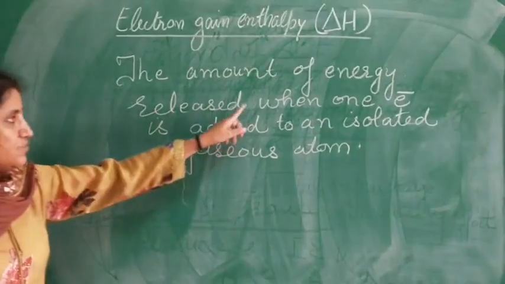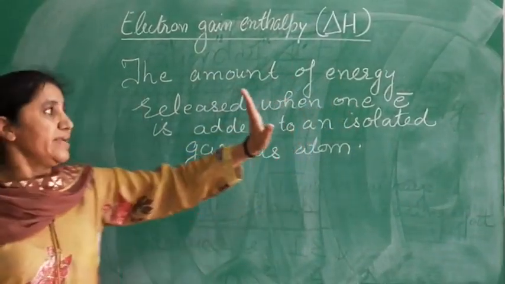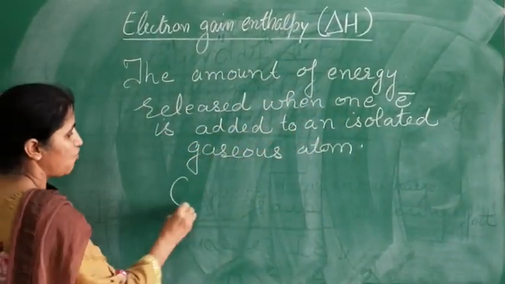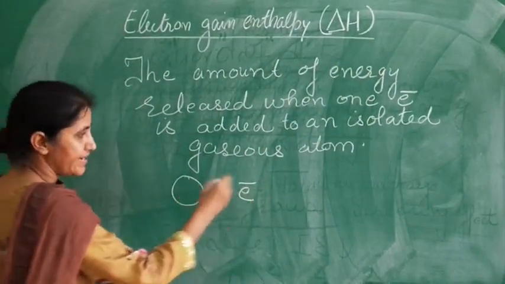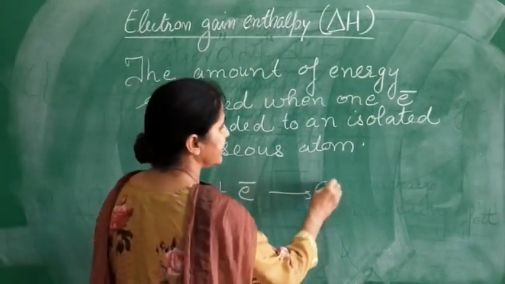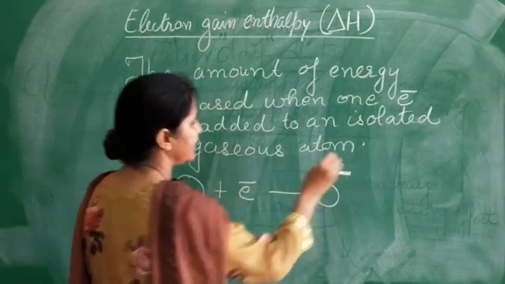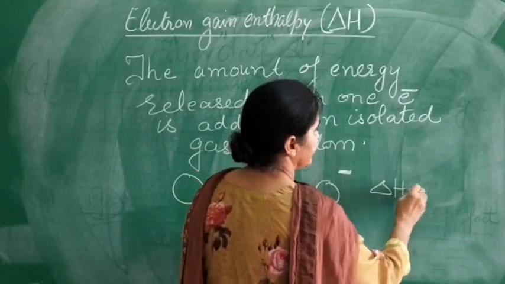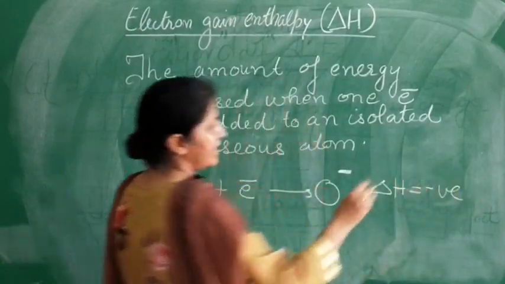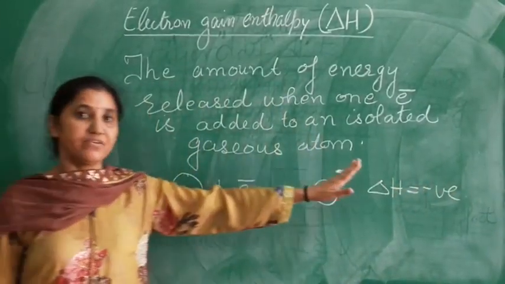Now why have I written one electron? Because if we add one electron to oxygen, it will gain that electron and get converted into the anion O negative, and the energy will be released in this case. So the electron gain enthalpy will be negative here.